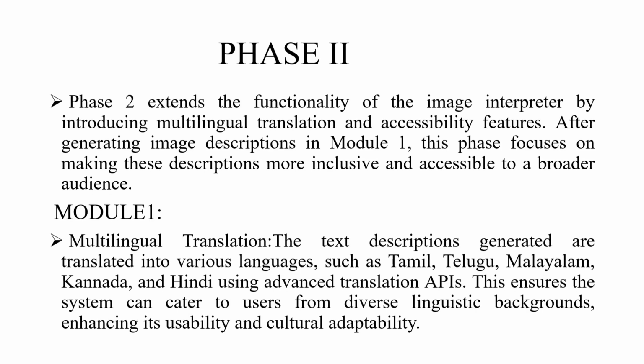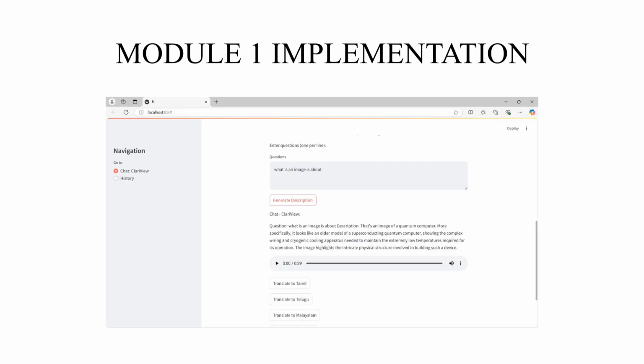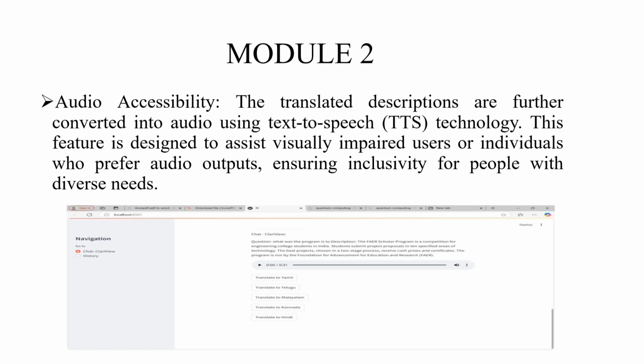And in phase 2, we have two different modules. The first module is multilingual translation, which is used to translate the descriptions into various languages such as Tamil, Telugu, Malayalam, Kannada, and Hindi. And this is the output of the module 1 implementation. Then module 2 is audio accessibility, which is used to convert the description into audio using TTS technology. And this is the output for that.